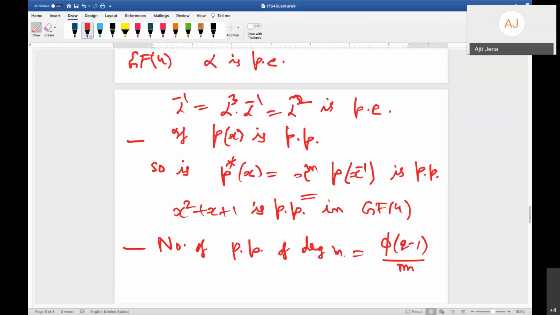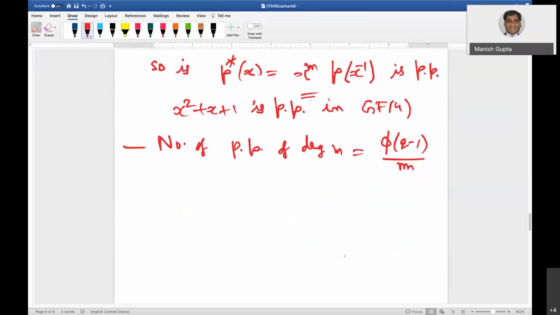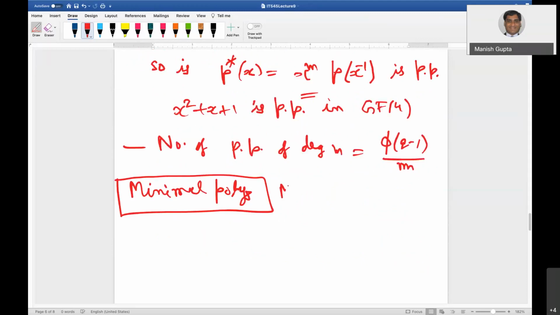So I think you understood about primitive elements and primitive polynomials, right? And you know how many primitive polynomials are there and how many primitive elements are there in the finite field. Now I am going to talk about another interesting concept known as minimal polynomials. We call it MP, minimal polynomial.